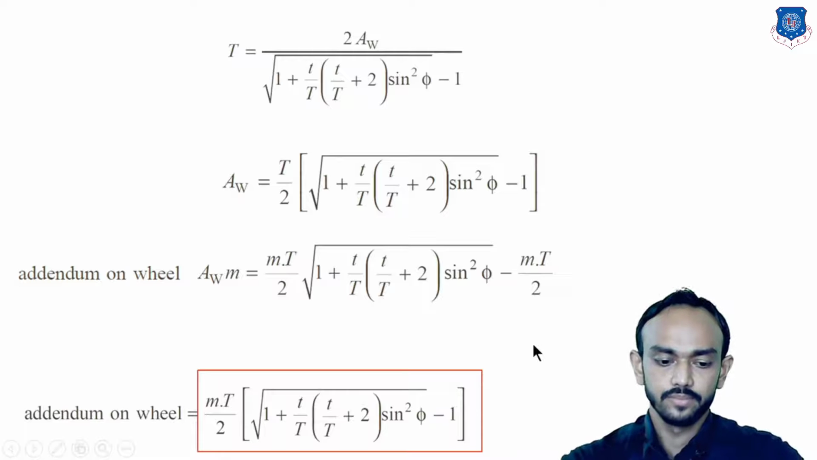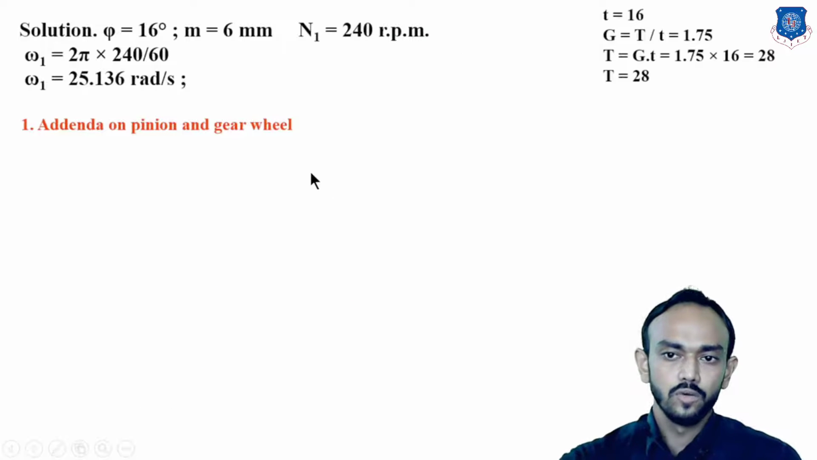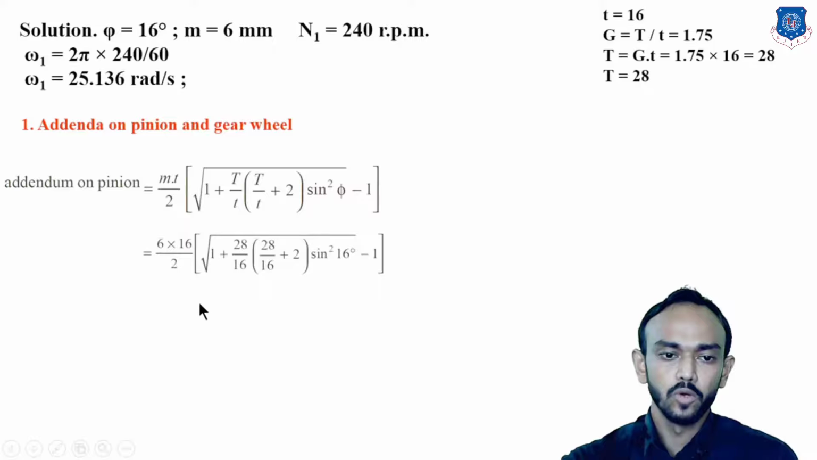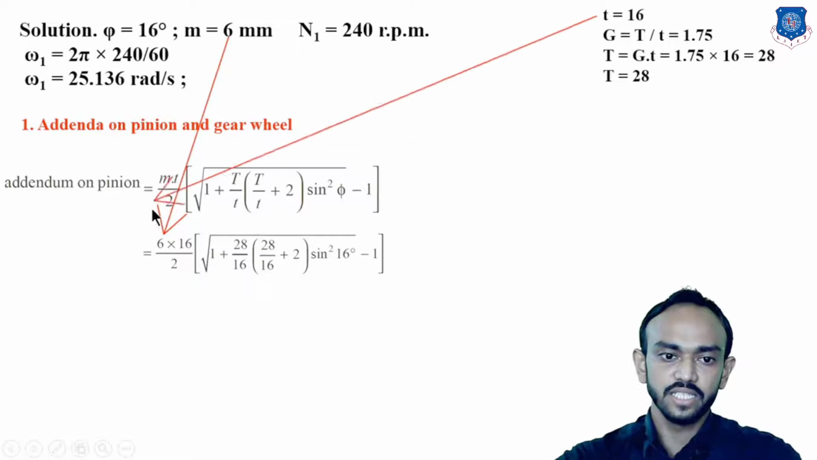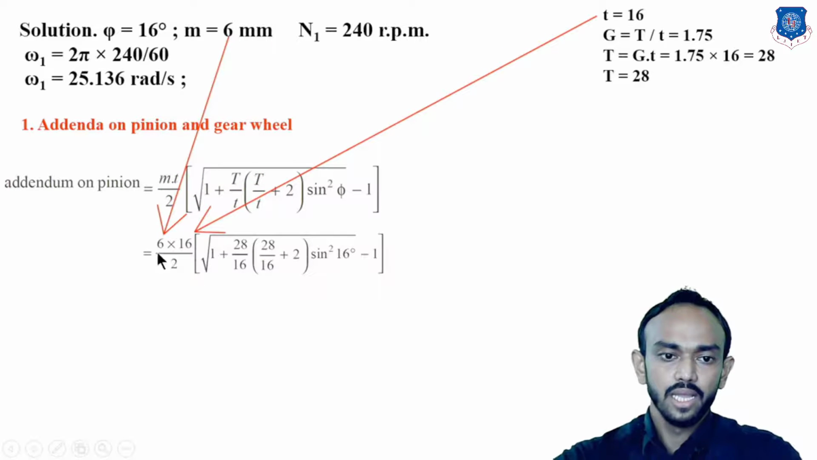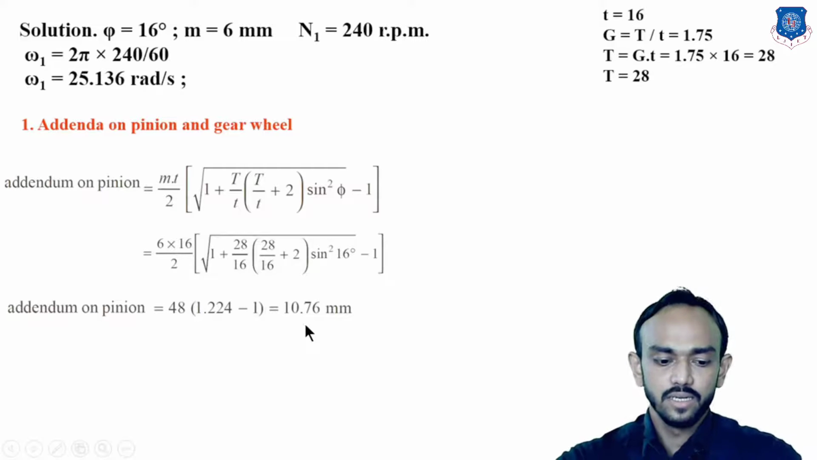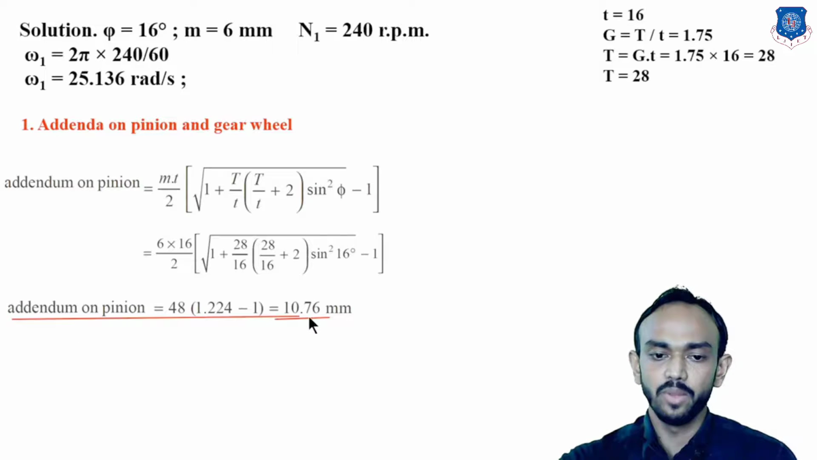So we have to find the addendum. This is the formula, M small t by 2, and we have the gear ratio also. Now put all the data: module is given 6 mm, small t is 16 mm, and phi is given 16. So we put all the data, and you will simply find the addendum, which is 10.76. Okay, 10.76 is the addendum of the pinion.